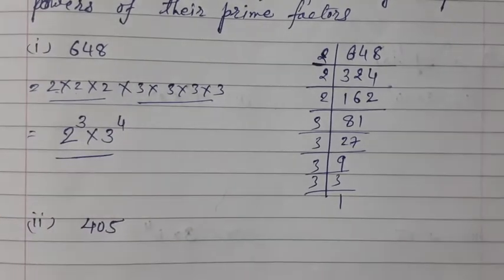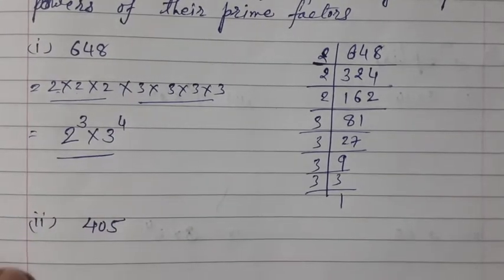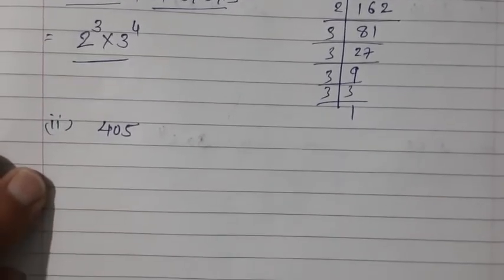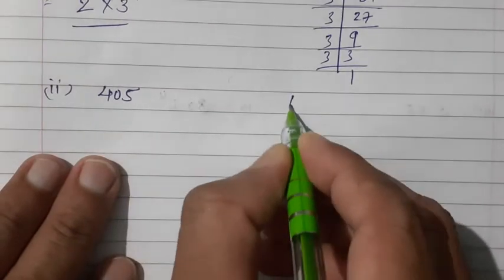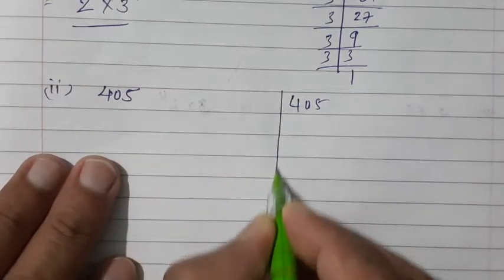That's your answer. That is the exponential form, means power form, product of powers. Same with 405. So let me factorize that.